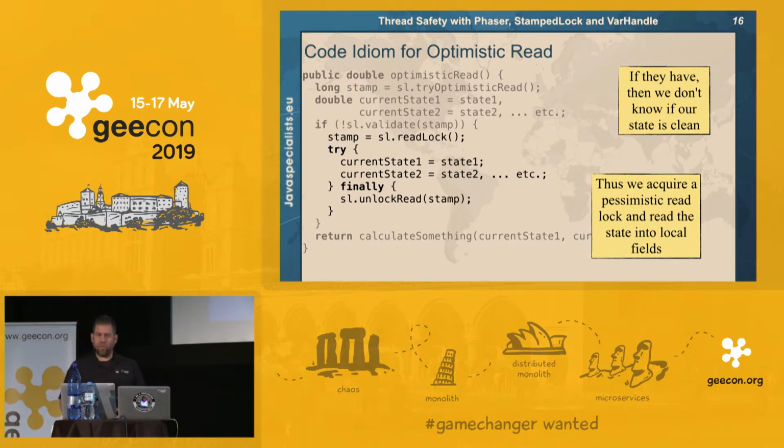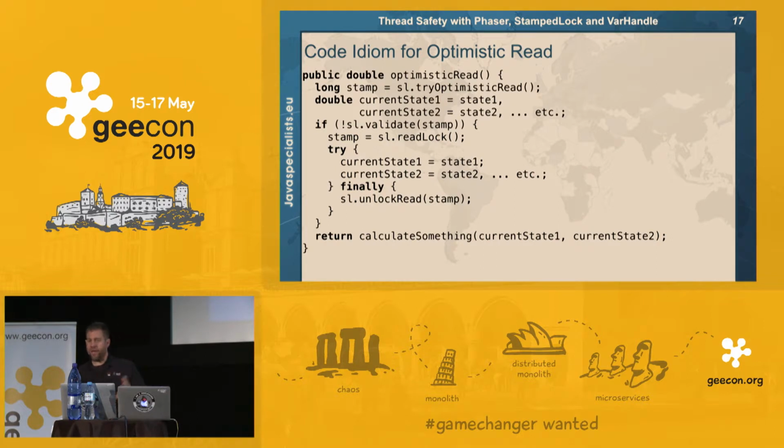All right, so what we do is we then get a read lock, a normal read lock. We read the state into the local state, and then we unlock the read. And then finally, we can use that for our calculation.